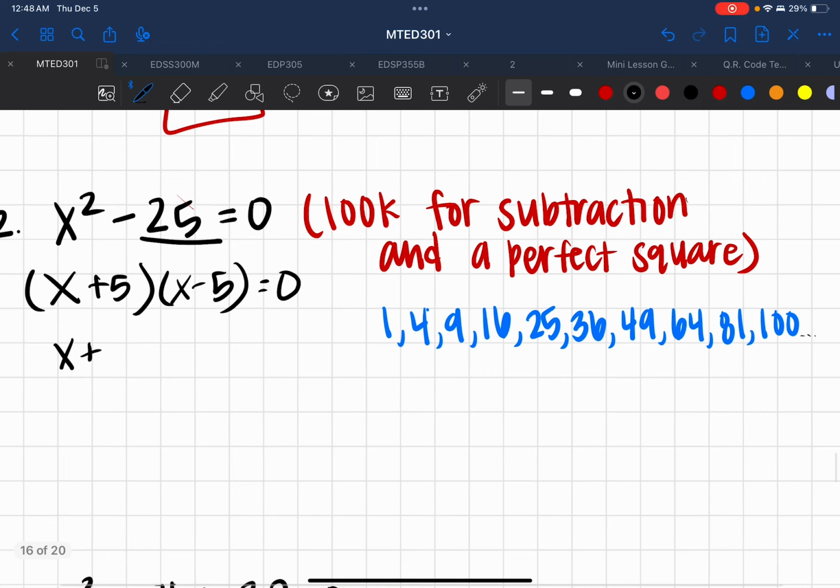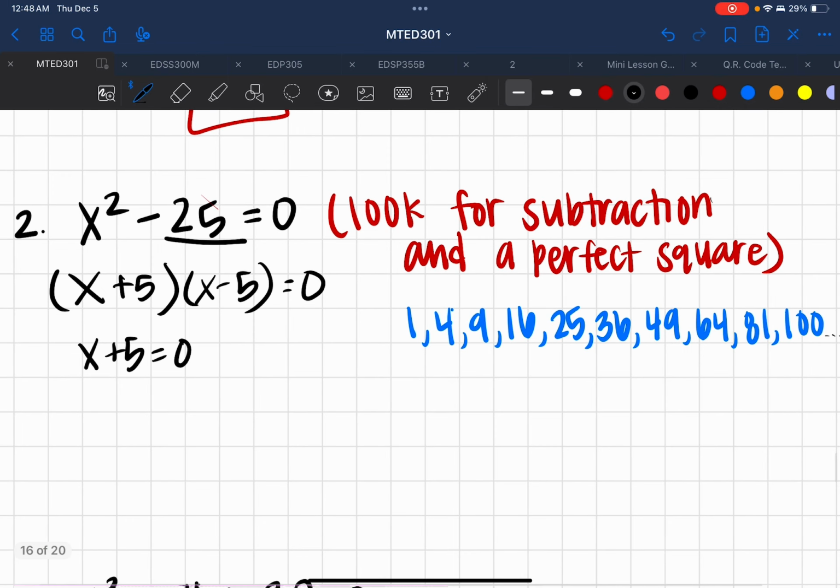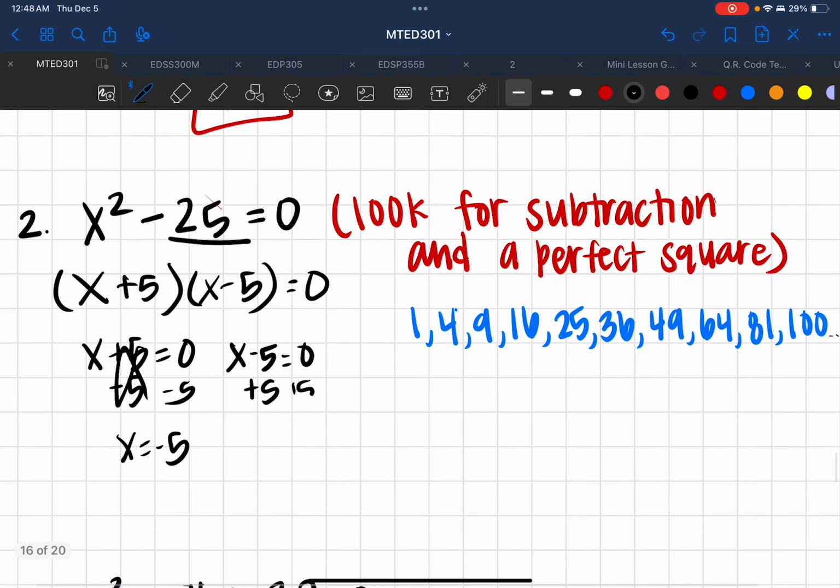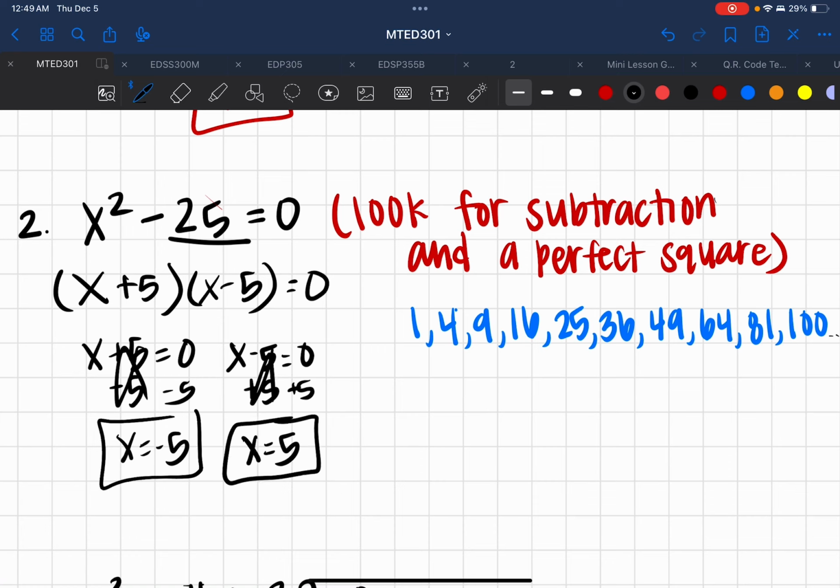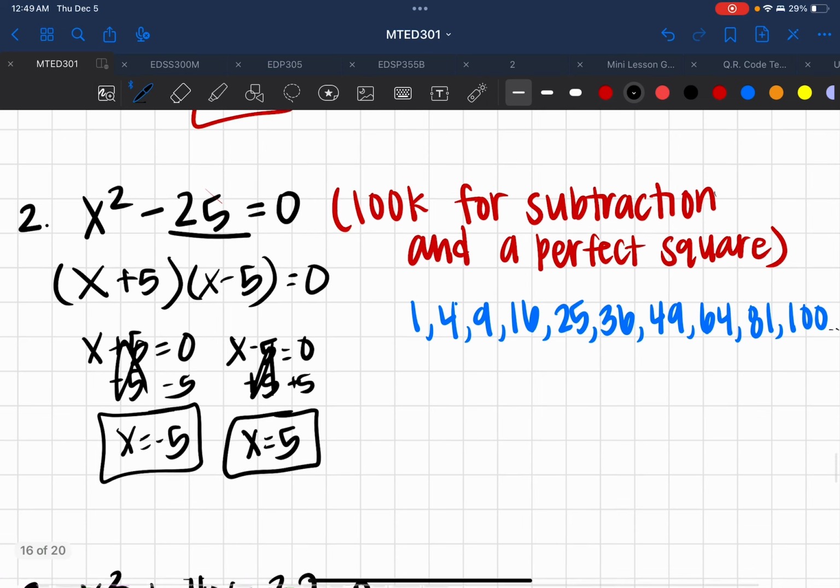If we solve this, we have x plus 5 equals 0. We have x minus 5 equals 0. We're going to subtract 5 from both sides, and we'll be left with x equals negative 5. Over here, we're going to add 5 to both sides, and we're going to be left with x equals 5. We were able to find our two solutions using the difference of squares.